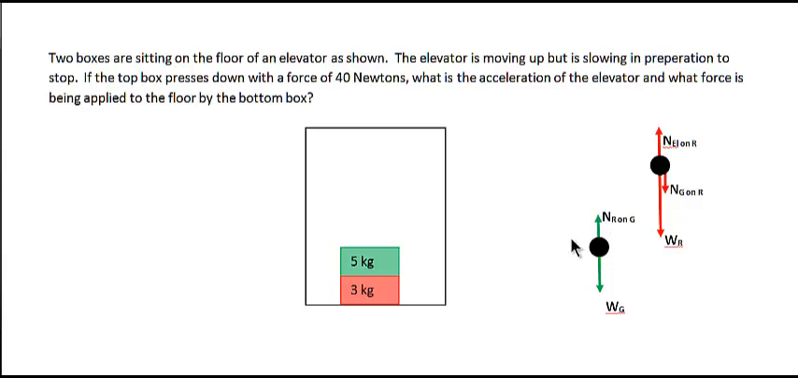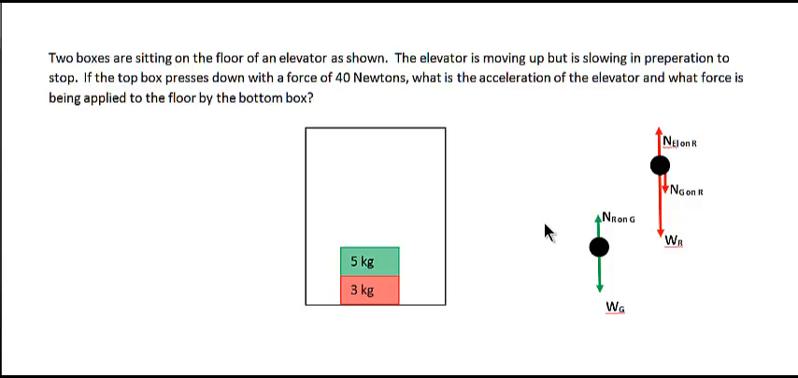This is the forces acting on the top box, the green box. Obviously, gravity's acting on it, so its weight is pulling it down. W_G, that's gravity acting on it. The other thing acting on it is the 3 kilogram box, the red box, pushing up on it. So I have a vector going up. That is the normal force from R on G, red pushing on green.